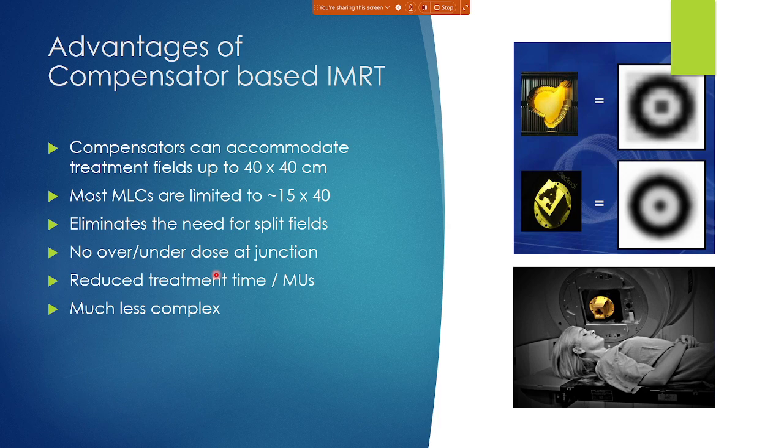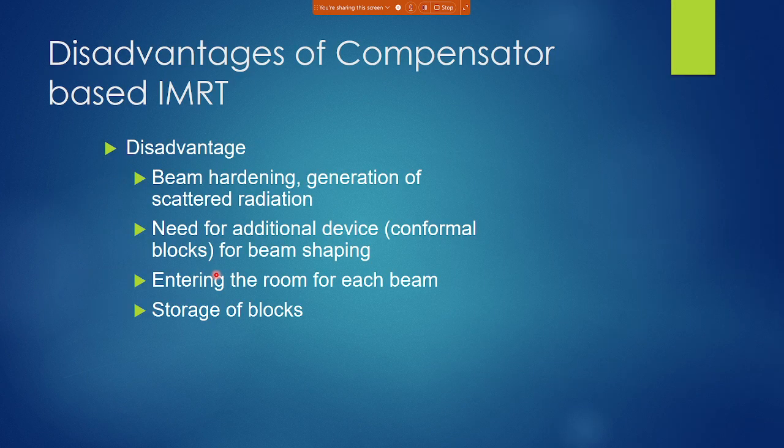Sorry, compared to MLC based IMRT. So one is, when you put a compensator, you are keeping some high density material inside. So this brings in beam hardening, right? When the radiation beam goes through the compensator made of low melting point alloy, the low energy beams are cut off, you get only high energy beams. There is a beam hardening which will change the beam parameters in the patient.